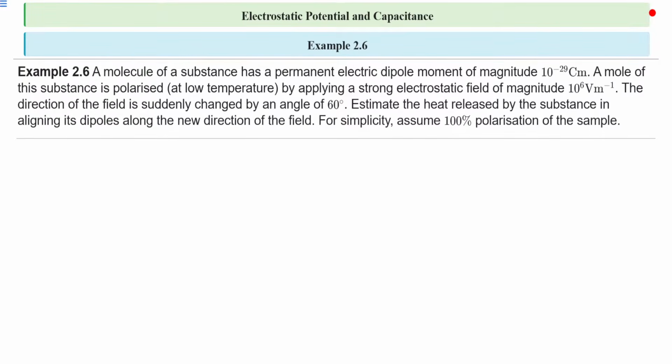Example 2.6. A molecule of a substance has a permanent electric dipole moment of magnitude 10 raised to power minus 29 coulomb meter. So there is a substance, and each molecule of this substance has a permanent dipole moment of magnitude 10 raised to power minus 29 coulomb meter. A mole of this substance is polarized at low temperatures by applying a strong electrostatic field of magnitude 10 raised to power 6 volt per meter.